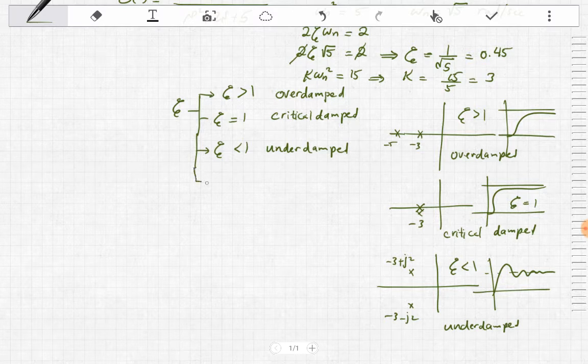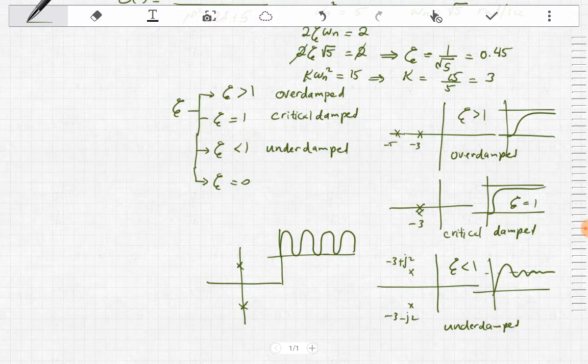We have another case when eta is equal to 0. When eta is equal to 0, the roots or the poles of the system will be imaginary only, on the imaginary axis. The response will be oscillatory.